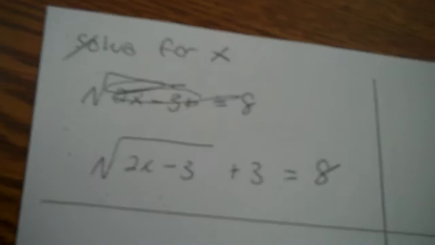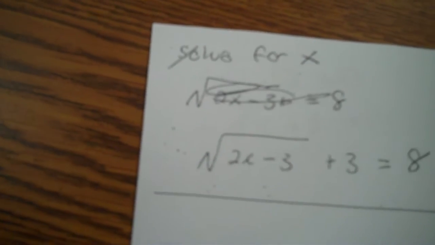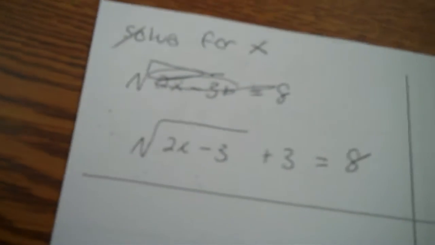Okay, and here's the second part of your assignment today. You have to solve these equations that have radicals, and as long as there's not a number in there, I'm just going to assume it's a 2. I'm not going to put it here.